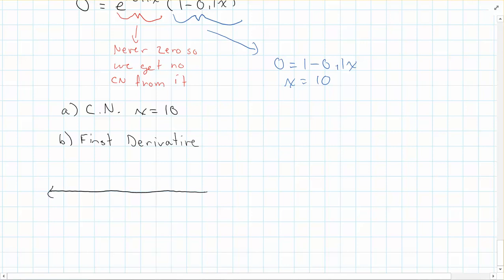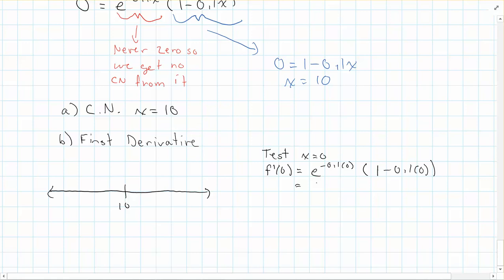So I'm going to put my little number line here. I'm going to put 10 in here. And then I'm going to pick things to the left and to the right of 10 and figure out what they are. So since I can pick anything to the left of 10, I'm still going to pick an easy number to start with. So I'm going to test x equals 0. Now remember, I'm testing this in the first derivative. So I'm looking at f prime of 0, which would be e to the negative 0.1 times 0 times 1 minus 0.1 times 0.